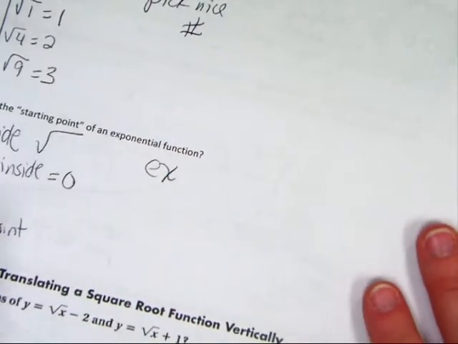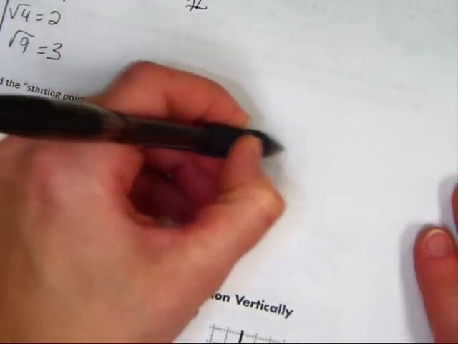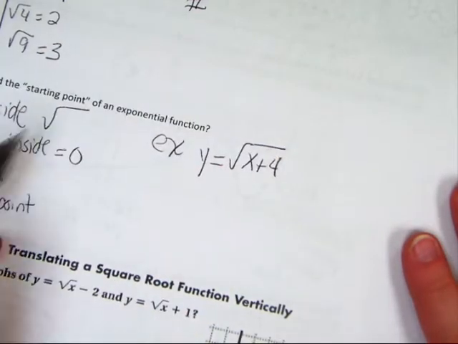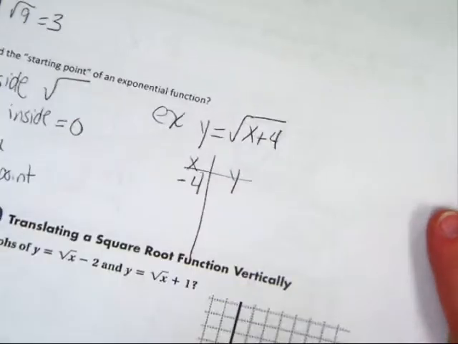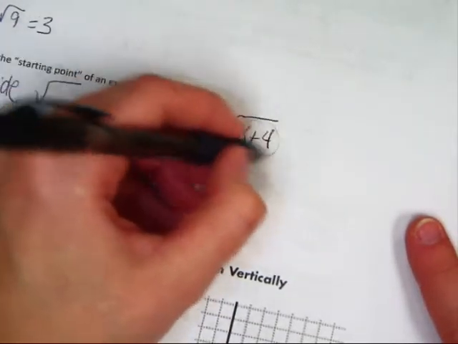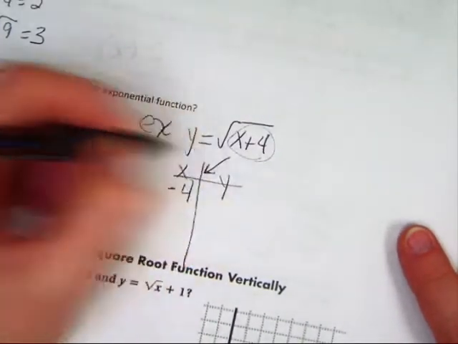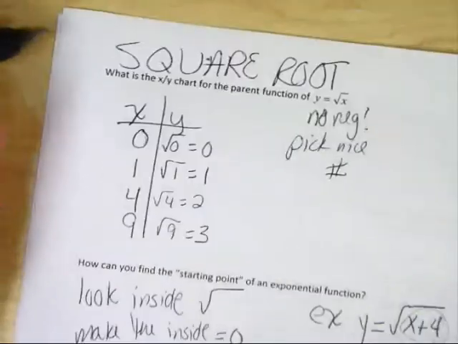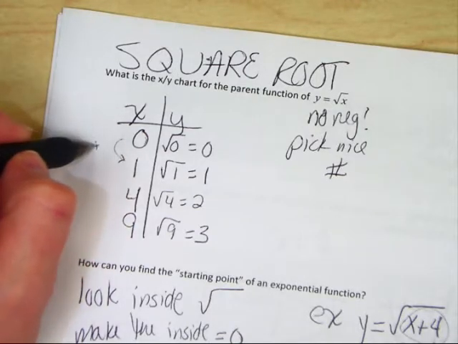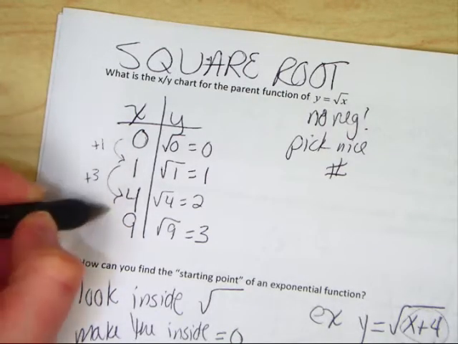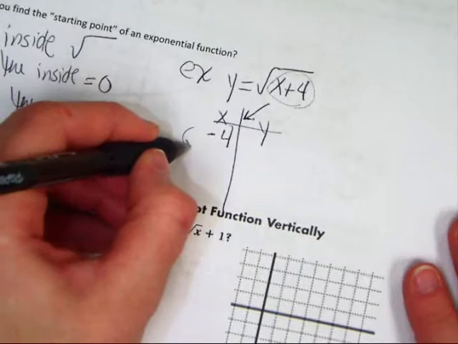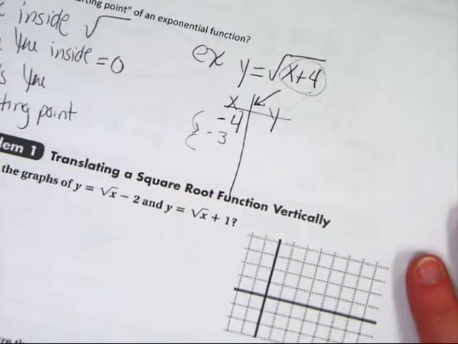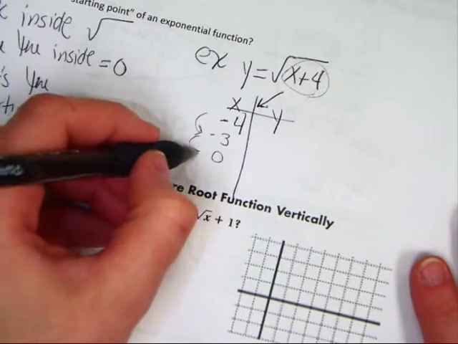Okay, you ready? So let's have an example. Let's say that we have y equals the square root of x plus 4. Well, on your xy chart, guys, you would start at -4, because you want to think about the opposite of what's inside. And then you would count up, just like we counted up over here. See how we count up by 1, we count up by 3, we count up by 5. You would do the same thing down here. You would count up by 1, you would count up by 3, you would count up by 5.